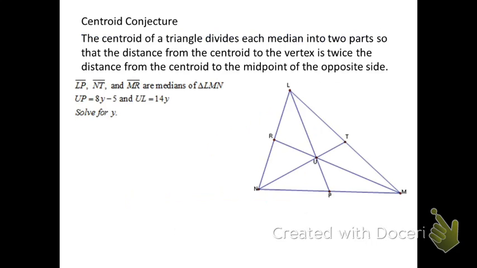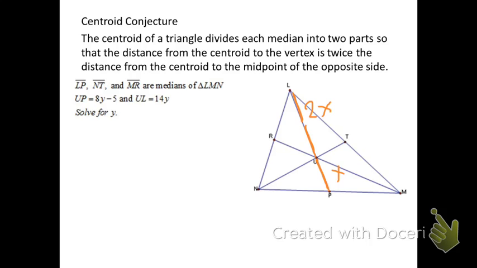So there is something special about the centroid, and it's that the centroid of a triangle divides each median into two parts, so that the distance from the centroid to the vertex is twice the distance from the centroid to the midpoint. So the distance from L to U could be represented by 2x, and the distance from U to P could be represented by x. So in other words, you could fit two UPs inside LU, because the distance from L to U is double the distance from U to P.